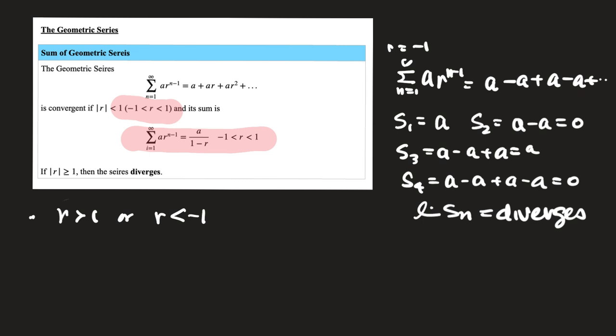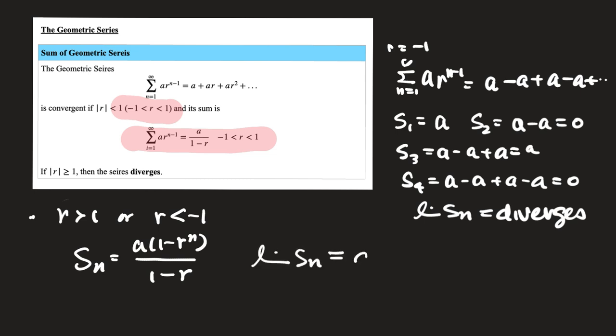Now r greater than 1 or less than negative 1. The partial sum Sn is a(1 - r^n) over (1 - r). What happens to r^n? It's divergent, so we cannot say the limit of Sn is convergent. So this is divergent.